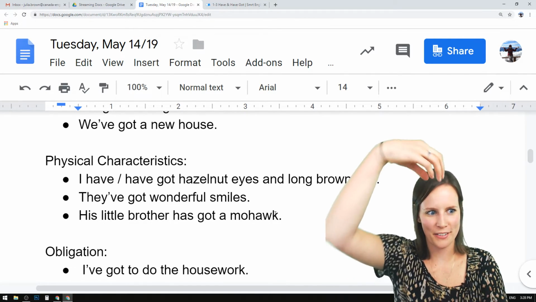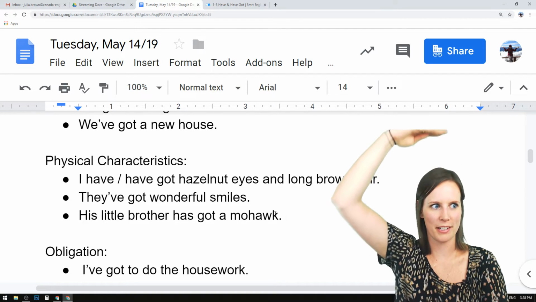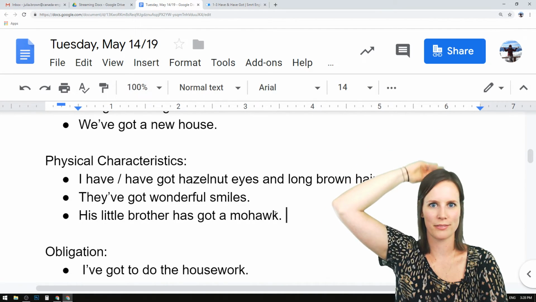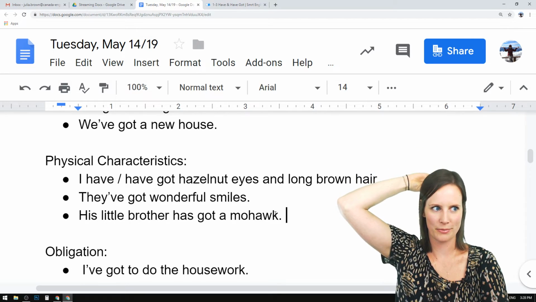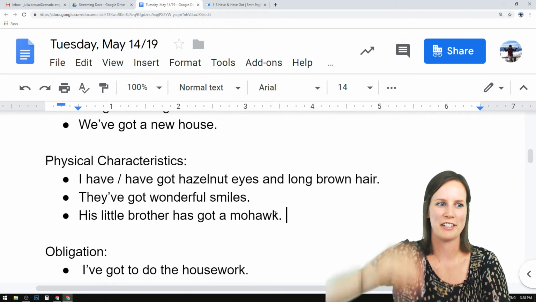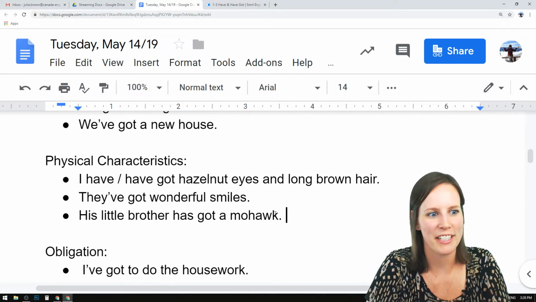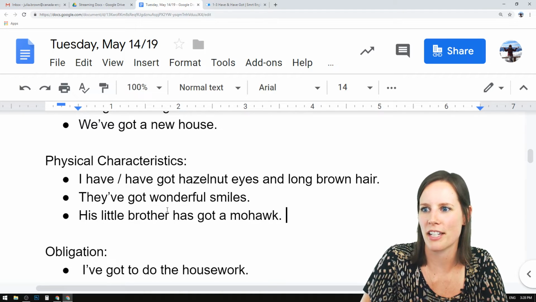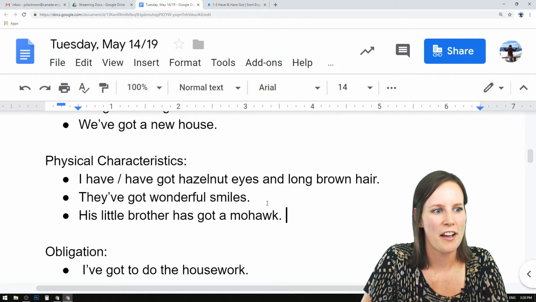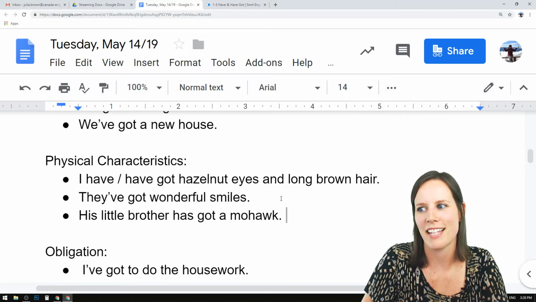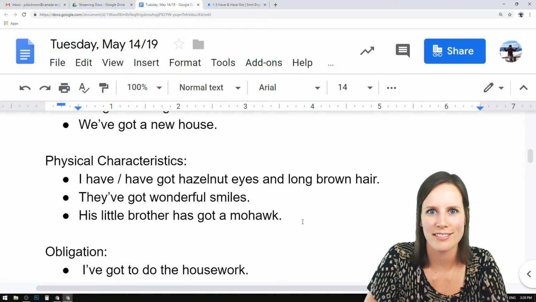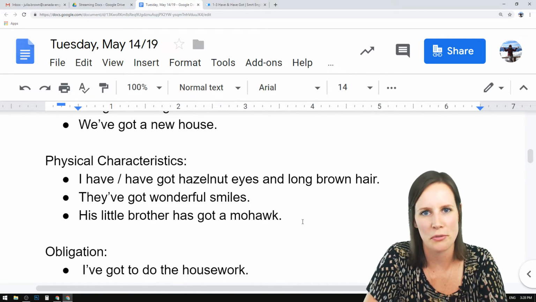A mohawk is a funny hairstyle where it sticks up and goes down, it's very funky hairstyle. A mohawk. She's got green eyes. That's good. Physical characteristics. Gertie, it would be fun hair. Yeah, a mohawk is kind of fun hair. Crazy fun hair, not regular hair.